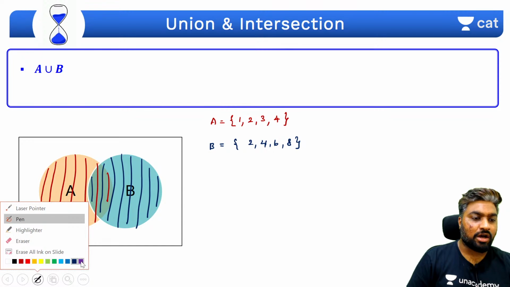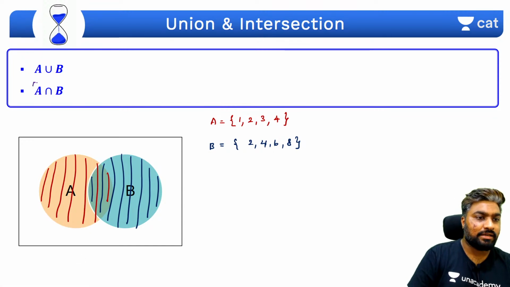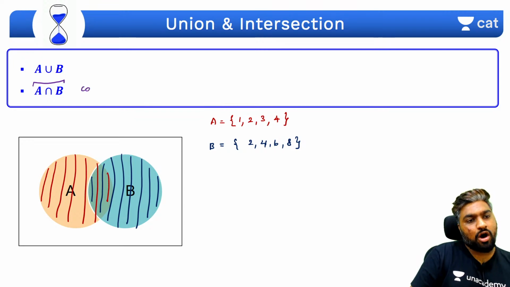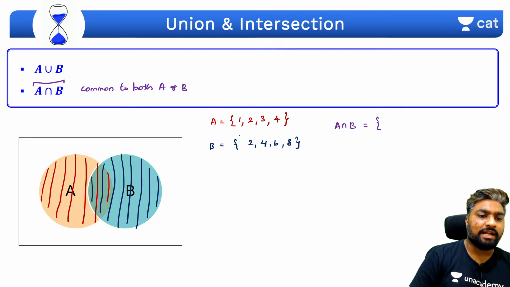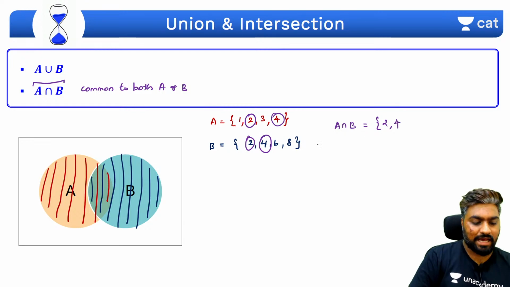Now first let's talk about intersection. In intersection, what happens? Terms common to both A and B. In this set A and B, what are the terms that are common to both? A intersection B, what will be the terms? Is 1 common? No. How about 2? 2 is common, so 2 will be a part of it. 4 is common. Very good. So 4 will be a part of it. Are there any other elements common to both of these sets? No. So your intersection will contain 2 and 4.